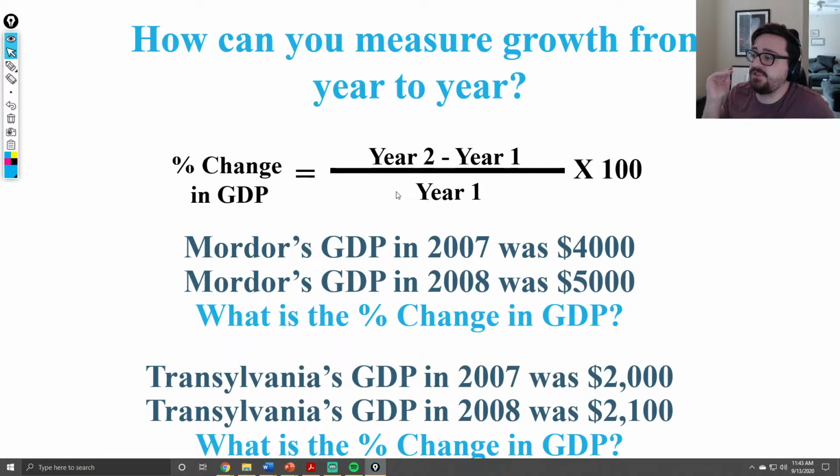If they ask you to find the percent change of real GDP, you just plug in real GDP of year 2 minus real GDP of year 1 over real GDP of year 1 times 100.